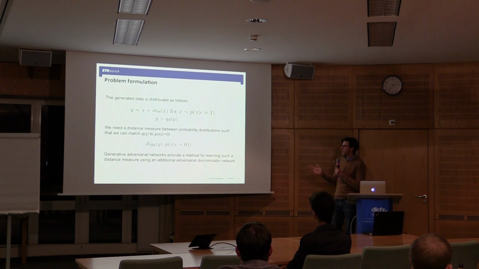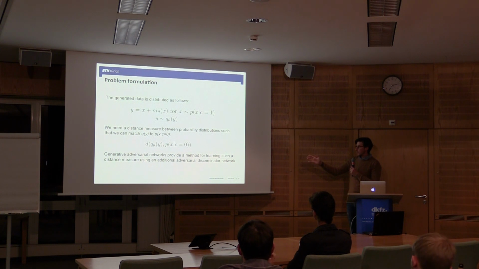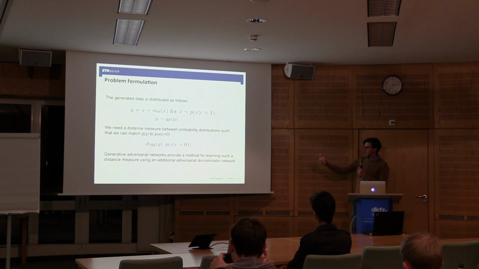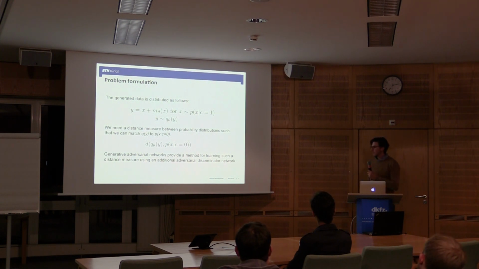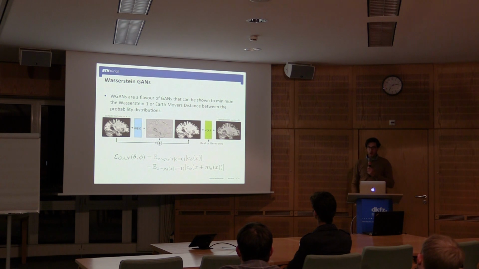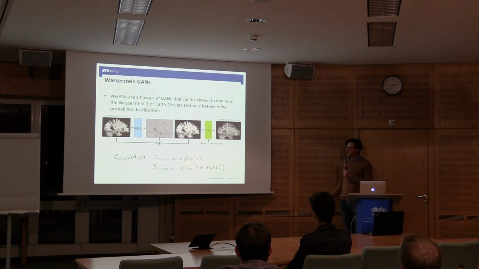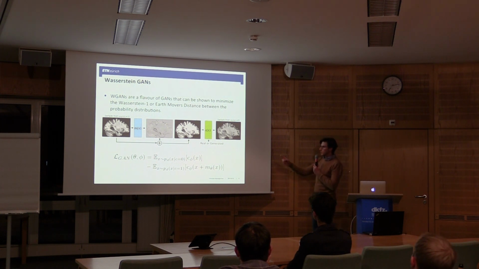So we want some distance function that allows us to measure the distance between the distribution of real healthy images and the distribution of generated healthy images, Q. And of course, you might have guessed, generative adversarial networks provide a framework to do this. Specifically in this work, we used Wasserstein GANs, which are a flavor of GANs, if you don't know it, which can be shown to minimize the Wasserstein distance between two distributions.